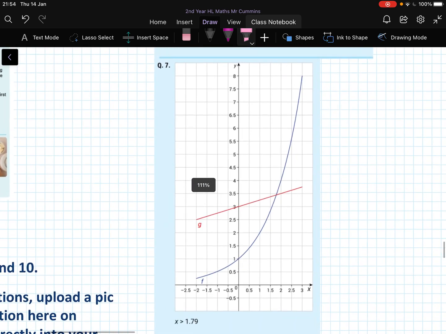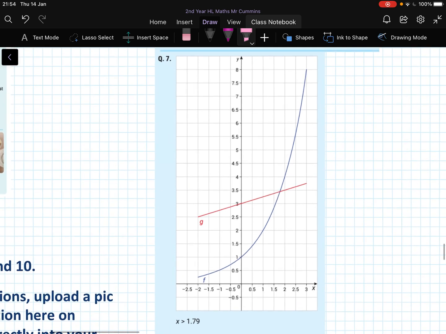And on that graph, where is f of x greater than g of x? If we go along and have a look at the graph, f is your blue line and g is your red line. So we say, right, here's our key point where the two of them cross. So everywhere after that, f of x is going to be greater than g of x.